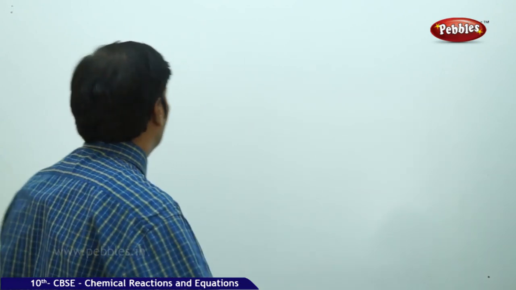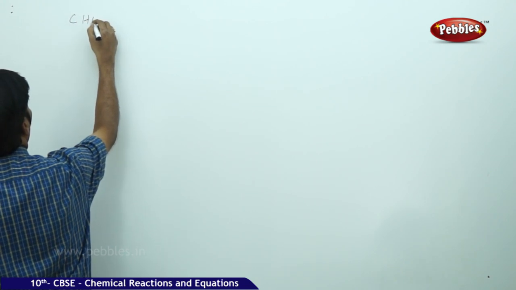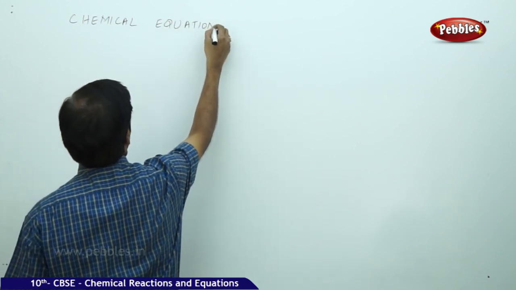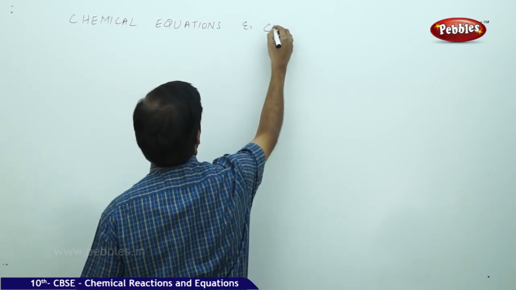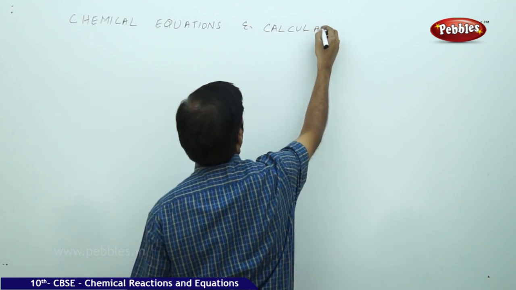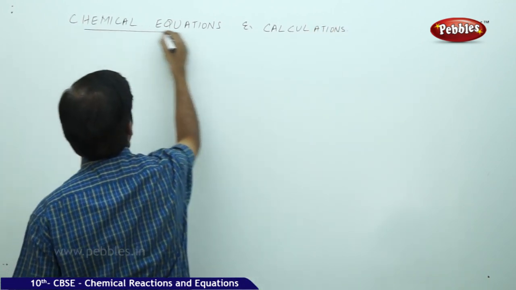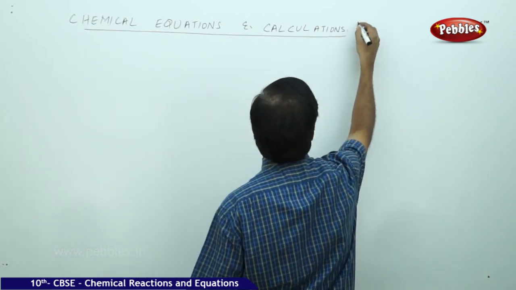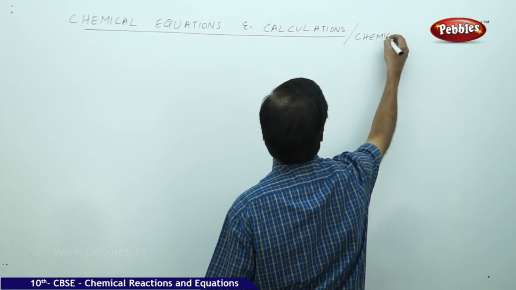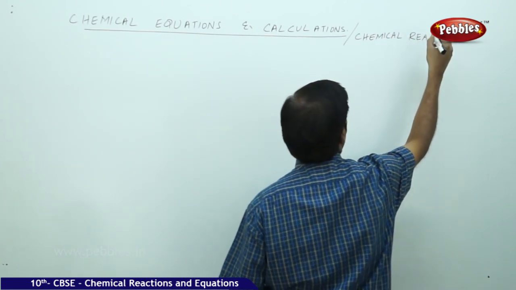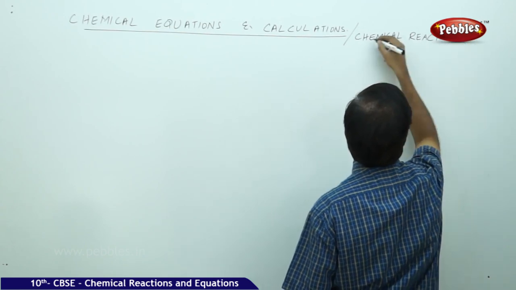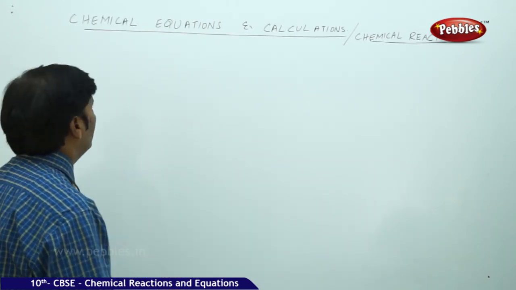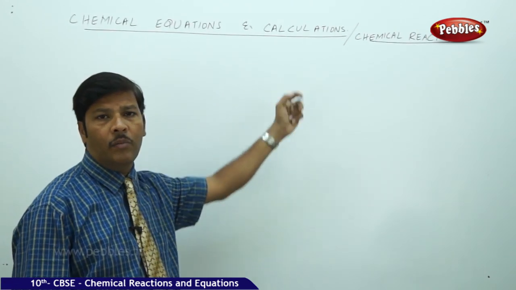So the next part of the chapter is chemical equations and calculations, or sometimes you can also take chemical reactions. So here I repeat, the chapter deals with chemical equations and calculations and chemical reactions.